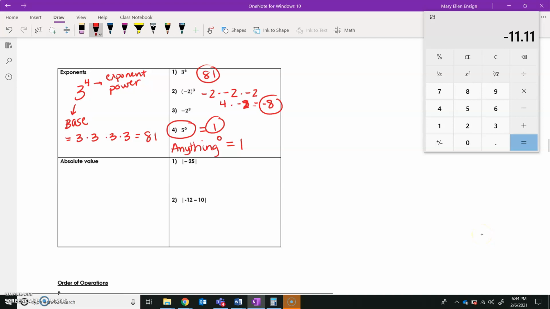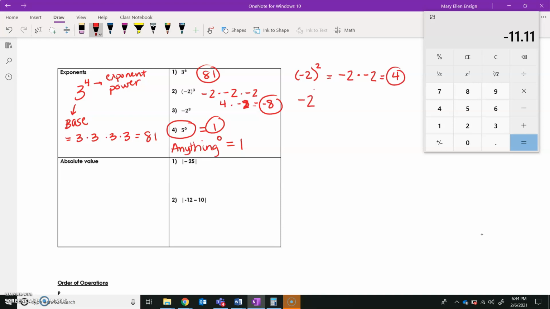So let's look at another example here. What if I have (-2) squared? And we talked about this a little bit in at least one of the classes. So (-2) squared, this whole thing is being squared. That means -2 is multiplied by itself. -2 times -2 is +4.